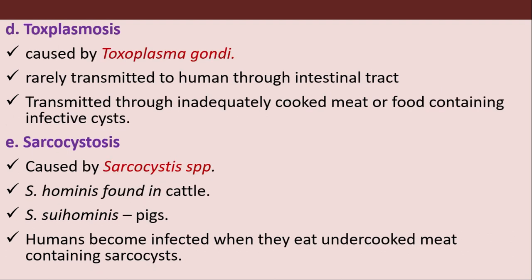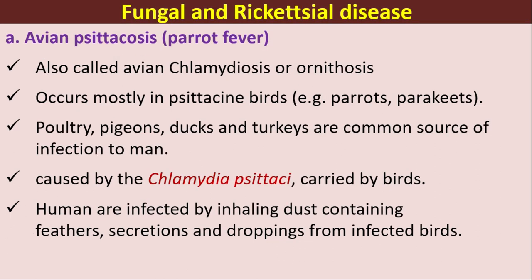Toxoplasmosis is caused by Toxoplasma gondii. It is rarely transmitted to humans through the intestinal tract; it is transmitted through inadequately cooked meat or food containing infective cysts. Sarcocystosis is caused by Sarcocystis species. Sarcocystis hominis is found in cattle, and Sarcocystis suihominis in pigs. Humans become infected when they eat undercooked meat containing sarcocysts.